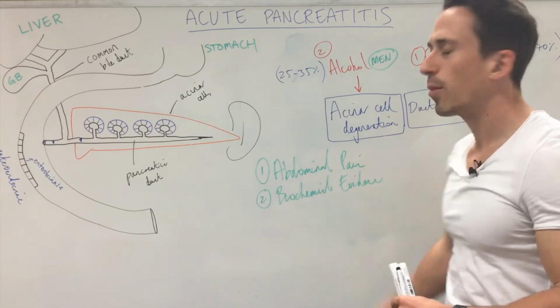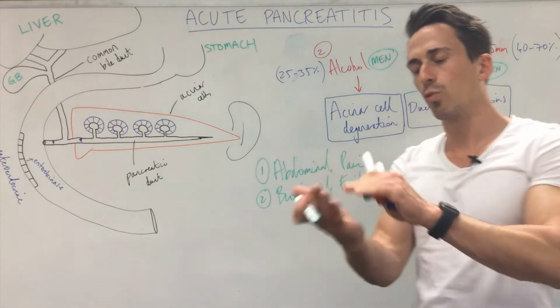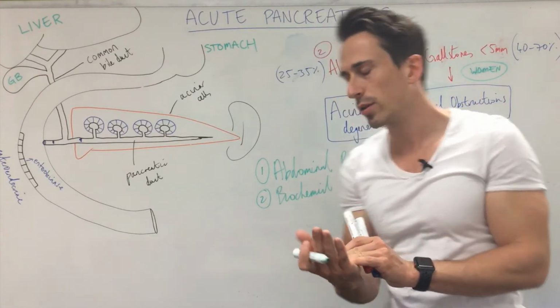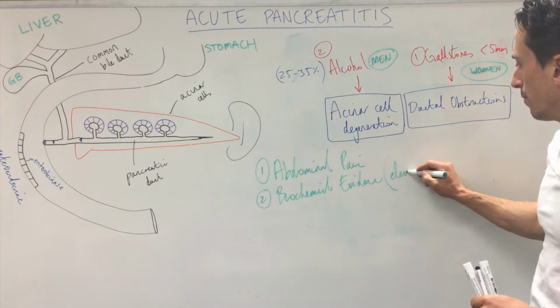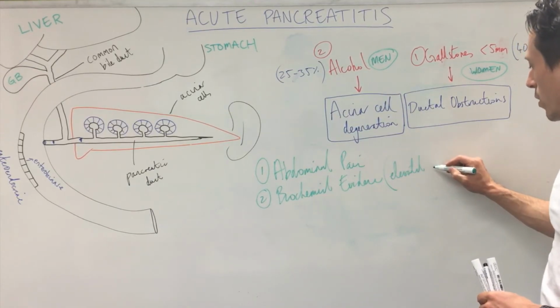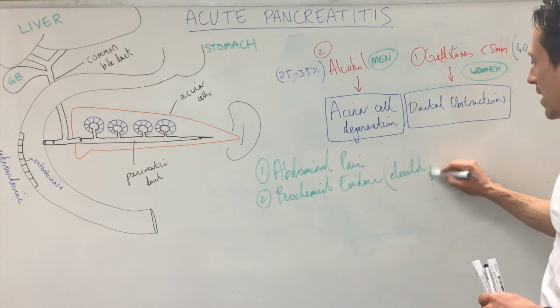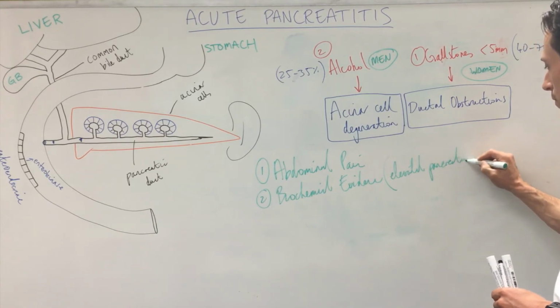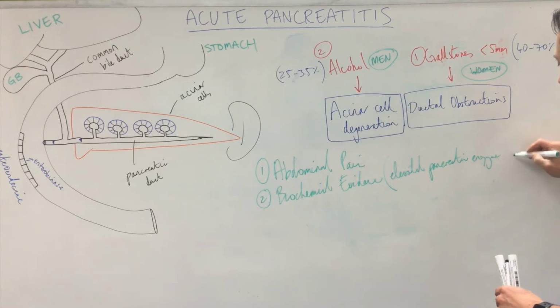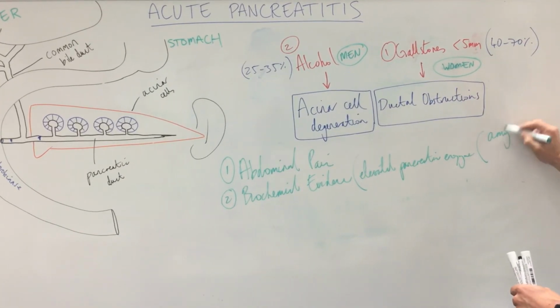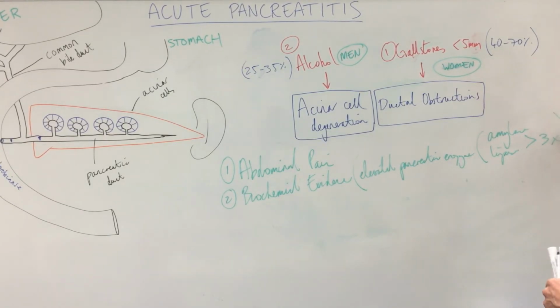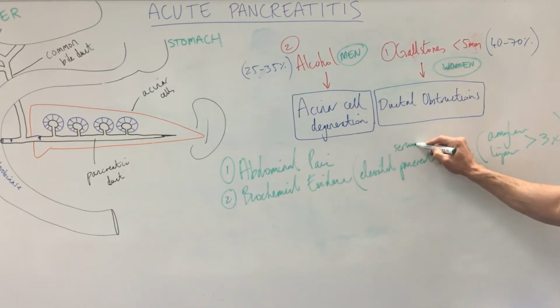Now, what do I mean by biochemical evidence? We need some sort of biochemical readout that's going to be indicative of acute pancreatitis. This includes elevated pancreatic enzymes, such as amylase and lipase, greater than 3 times their normal amount. That's the biochemical evidence. Elevated pancreatic enzymes, amylase and lipase greater than 3 times, where? In the serum. Elevated serum pancreatic enzymes.